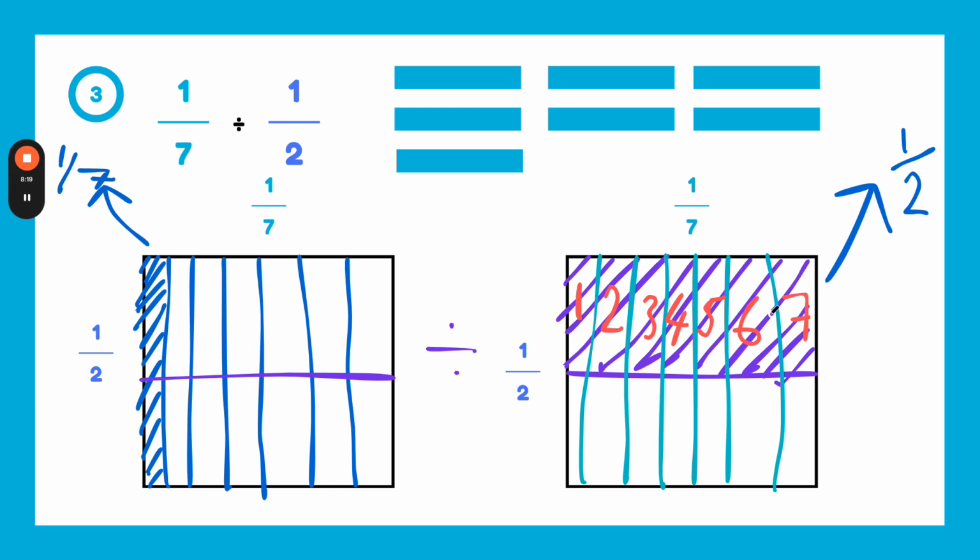Because there are 7 pieces, that means 7 pieces make the whole of our half, because there's 1, 2, 3, 4, 5, 6, 7, and these 7 pieces make up half of the square. So that means 7 pieces is equal to a half, which is what we're going to use to solve our problem. So what we do is we want to find out how many of these pieces can we fit into our 1 over 7 over here.